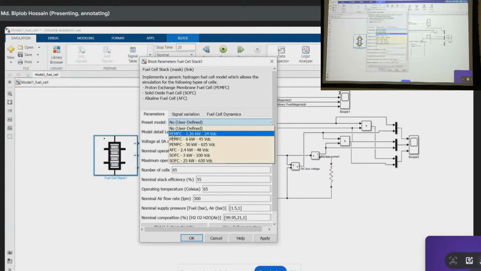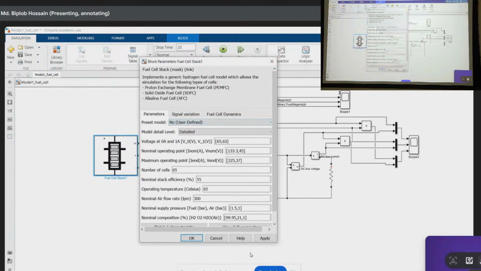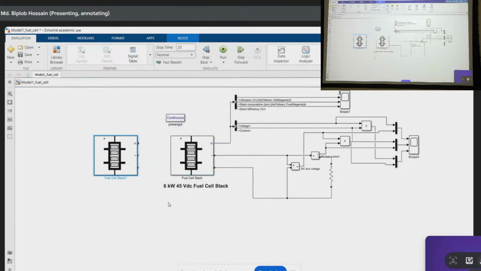So you see this is a proton exchange membrane fuel cell. This is 1.26 kilowatt and it can provide 24 volt DC at the output terminal for nominal operations. Another one is also PEM, 6 kilowatt 45 VDC. In such a way you can either use a built-in fuel cell or your own defined fuel cell. For example, here I am using the 6 kilowatt 45 VDC fuel cell stack, and this is PEM.